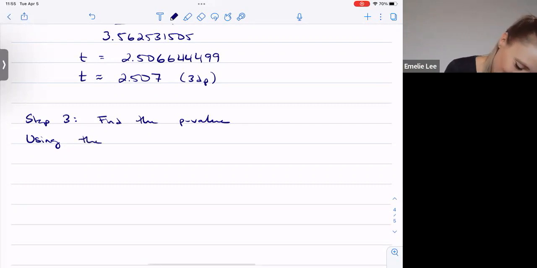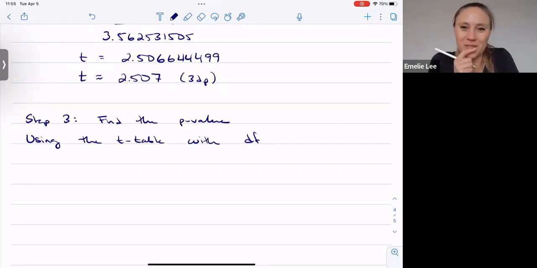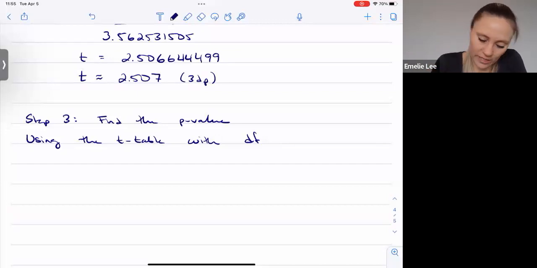So using the t-table with degrees of freedom. This is the first time that we're going to do this. And we know it's the smallest sample size minus 1. Now, we can do that, right? You can write that out, but you'd have to write it out. I'm going to show you how to write it with the shorthand.